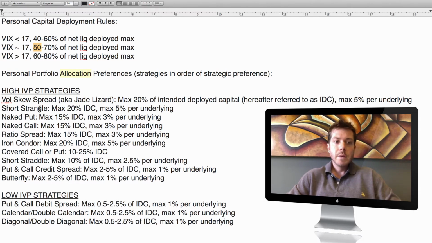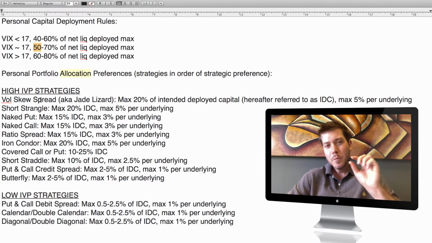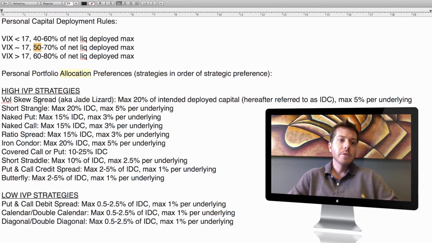Short strangle, same situation. I love short strangles. It's at the very top. It's pretty much tied as far as how much I like to do the strategy. It's pretty much tied with the skew spread. I just like the skew spread a little bit more because I've had so much success with it, and you do have one side with defined risk. So again, max 20% of intended deployed capital, max 5% per underlying.